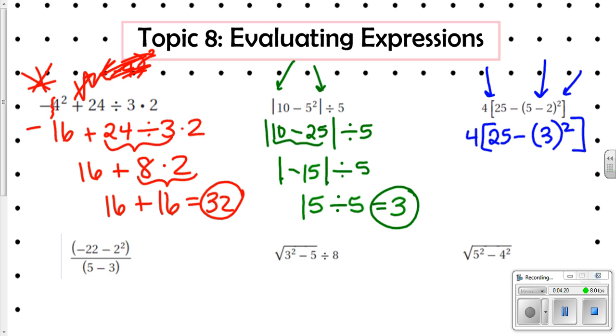Okay, so within those innermost parentheses, we have the 3. You'll notice it's being squared, okay? So again, I'm not going to deal with subtracting yet because I still have to do my exponents. 3 squared is 9. Okay, 4 times 25 minus 9. 25 minus 9 would be 16.